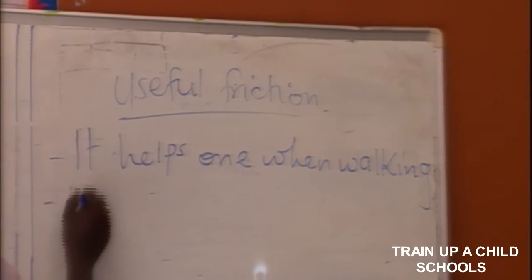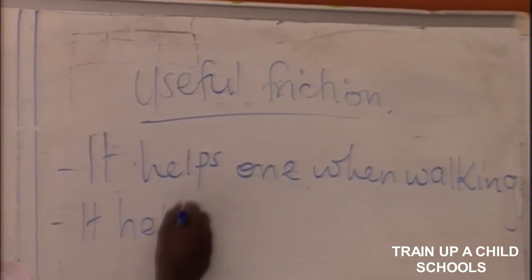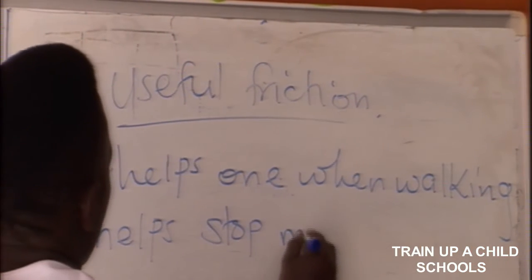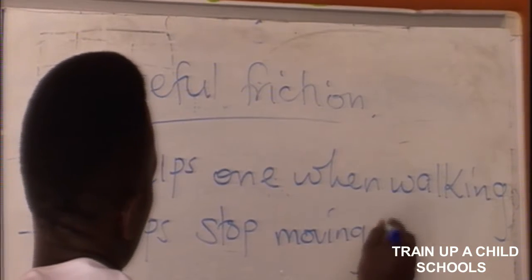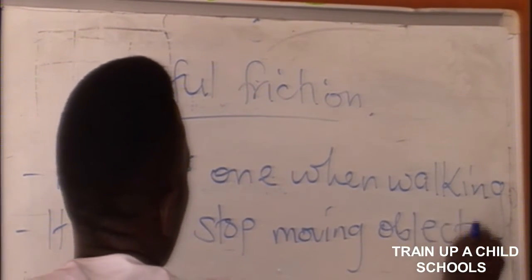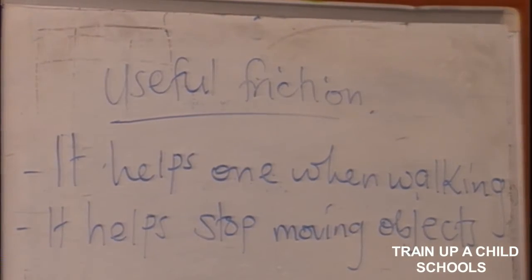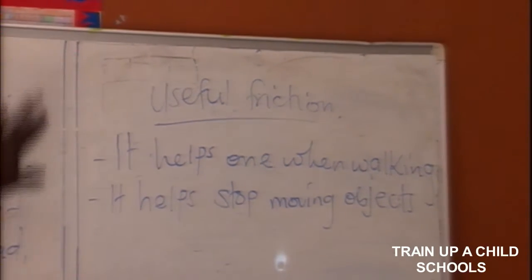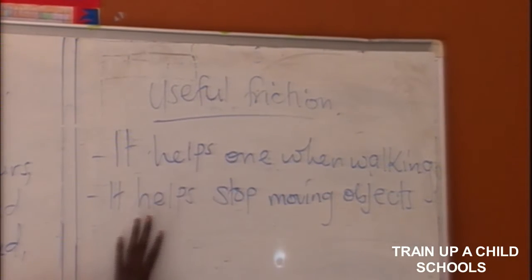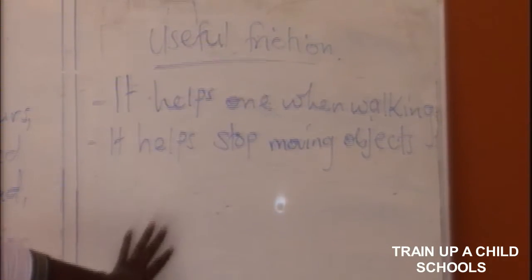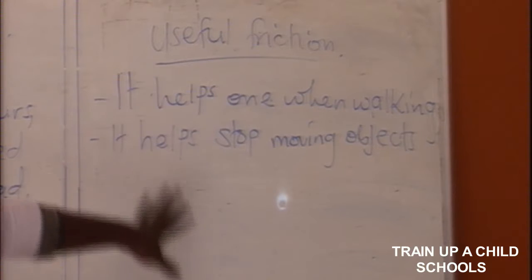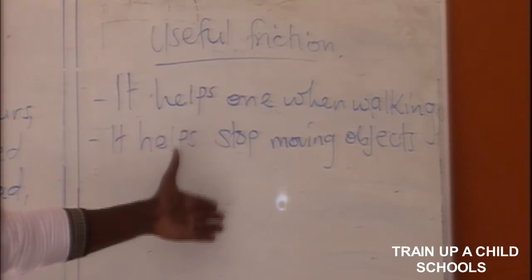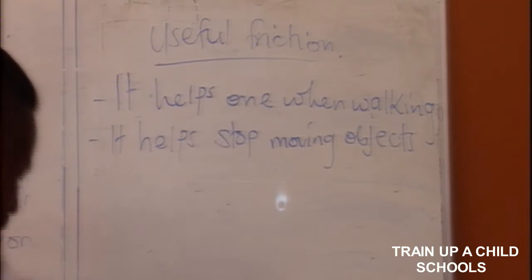Two, it helps to stop moving objects. This is one of the usefulness of friction. For example, a car. Whenever a car is in movement, and the person driving it wants to stop, it's just a matter of applying brakes, and then friction will take place and the vehicle stops.